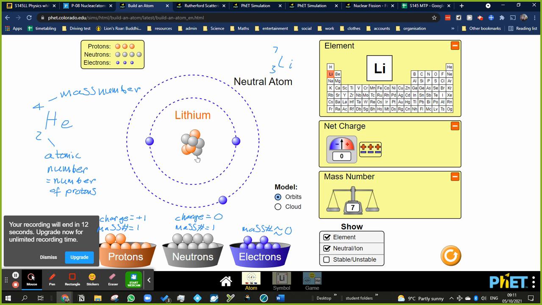So what we're going to do next is look at different types of lithium atoms, different types of other atoms called isotopes. That's what I'm going to talk about next.